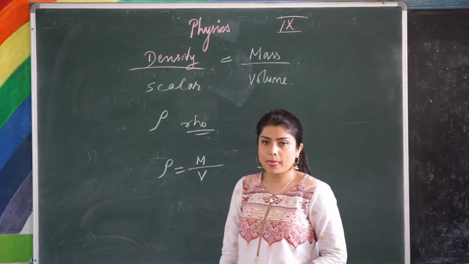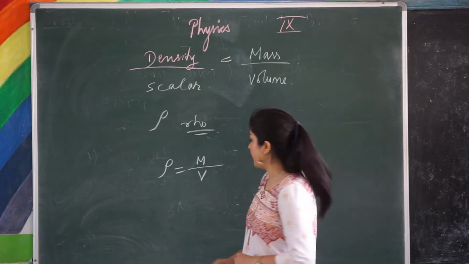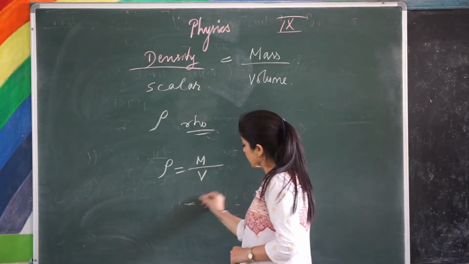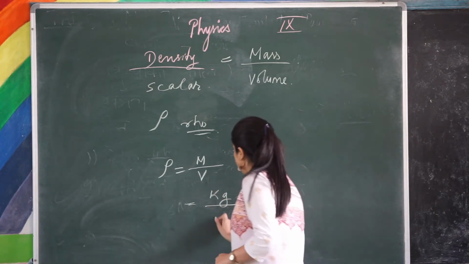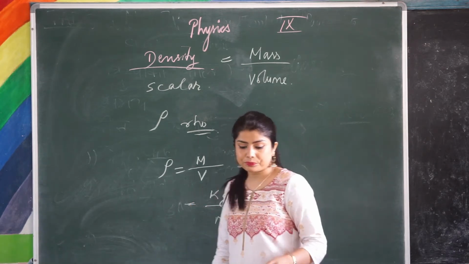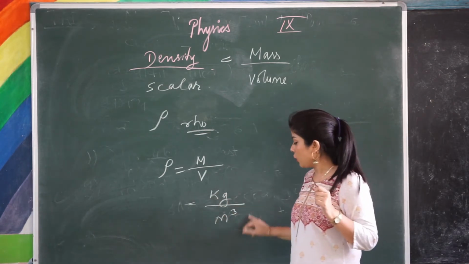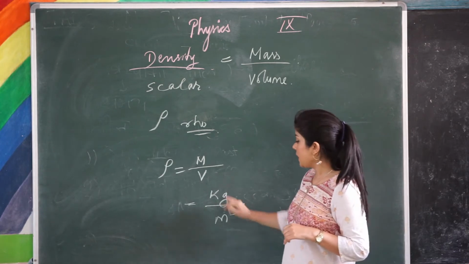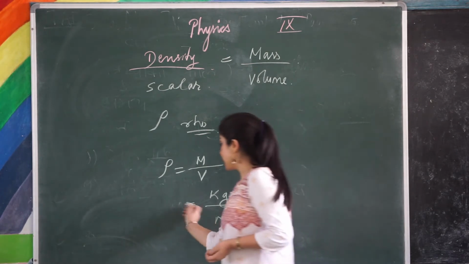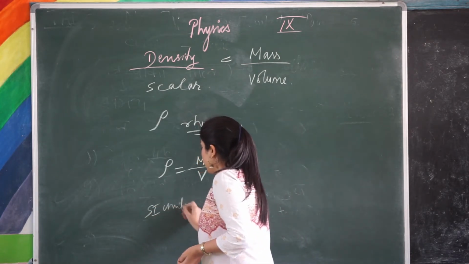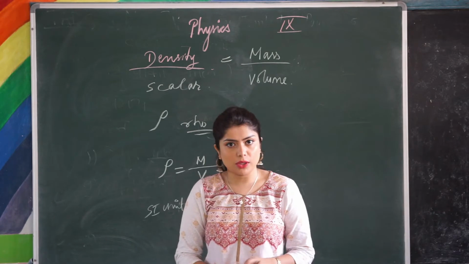Now the unit of density. We don't have a separate unit for density itself, but we derive a unit for density. Over here, the unit of mass is kg and the unit of volume is meter cube. So the unit of density is kg per meter cube. When we have to write the unit of density, we write kg per meter cube. This is the SI unit for density, and while doing calculations we have to remember that.